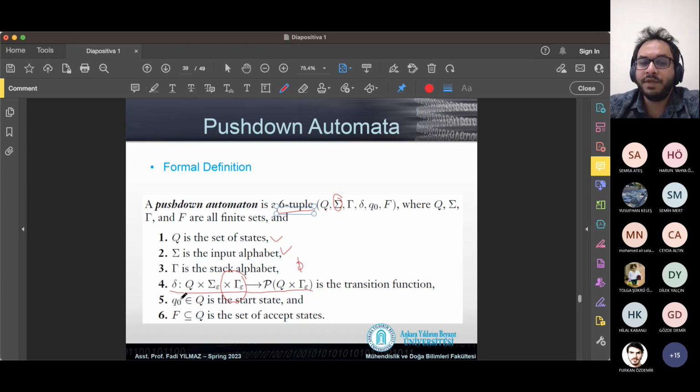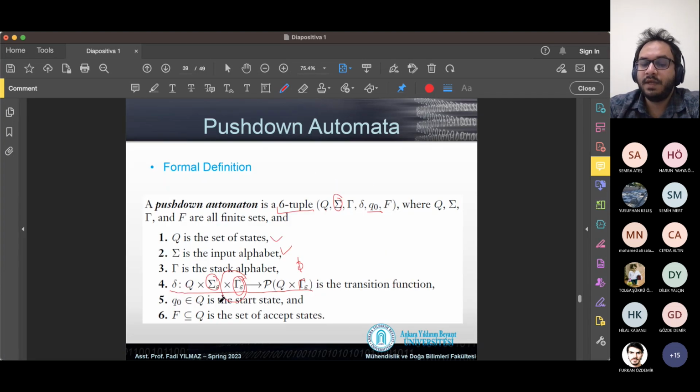What do we do? We are on a state. We read the input symbol. It can be empty as well. And we are seeing the top of our stack, right? Based on that, we change the state, and we can change the stack symbol. Of course, we can just pop, or we can just put something. And then we have Q0 and F. Q0 is the start state, and F is the set of accept states. Okay, guys.